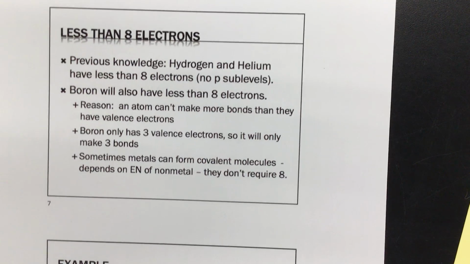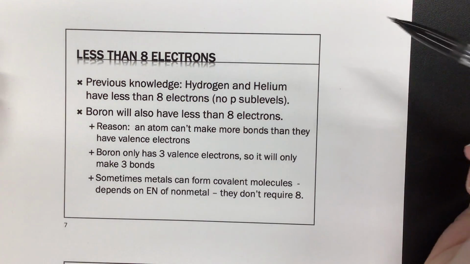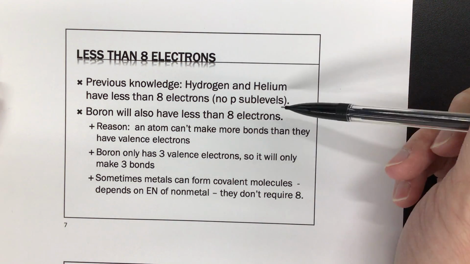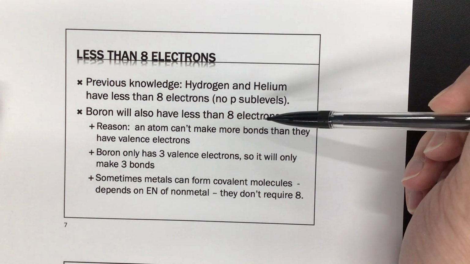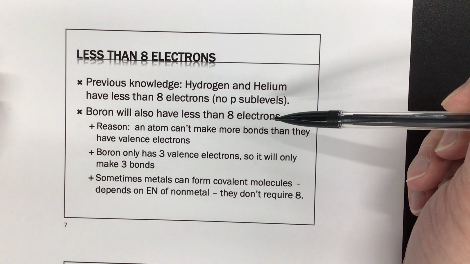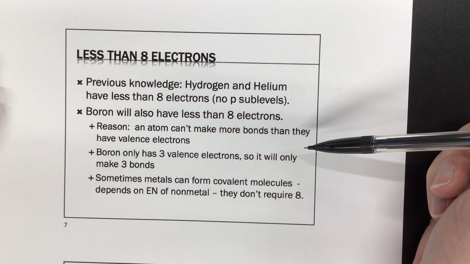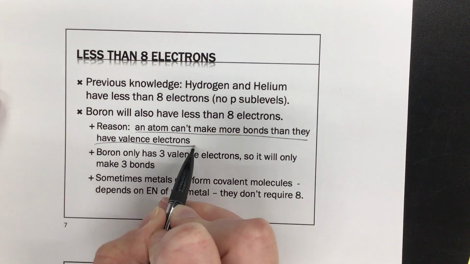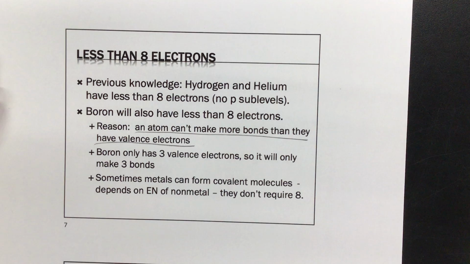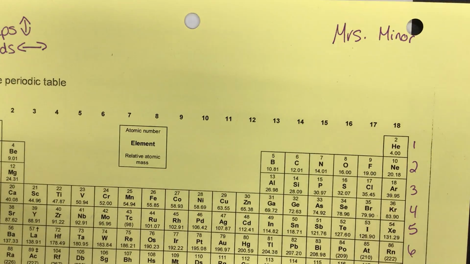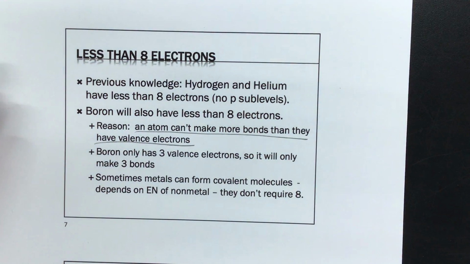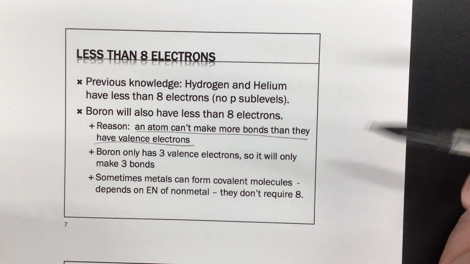So we're going to start off with ones that have less than 8 electrons. So remember, hydrogen and helium, they have less than 8 electrons because there's no p sublevel there. Boron will also hold less than 8 electrons, and the reason is because you can't make more bonds than you have electrons. It's a rule. So if we go look up boron on our periodic table, boron's in group 13, so he only has 3 valence electrons. So because we have 3 valence electrons, we're only going to make 3 bonds.